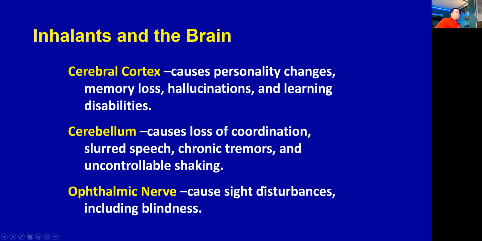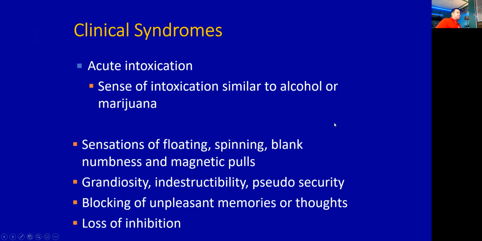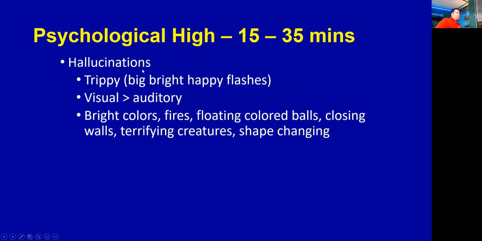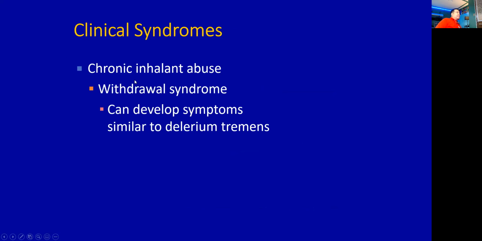So these are the effects of the inhalants on these brain structures. Effects of acute intoxication: a sense of intoxication similar to alcohol or marijuana, sensation of floating, spinning. I think the kids who do this on the street do it so that they won't feel hunger. It could also produce hallucinations, and chronic use can cause withdrawal symptoms, which could lead to delirium tremens, similar to alcohol. There are seizures during withdrawal.